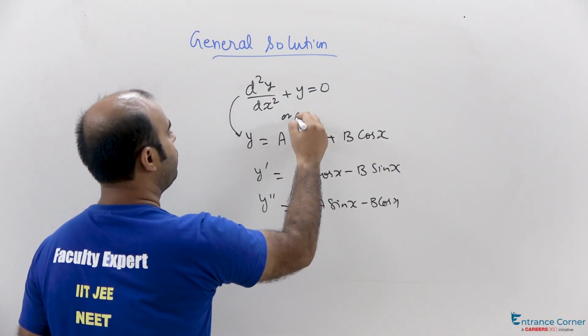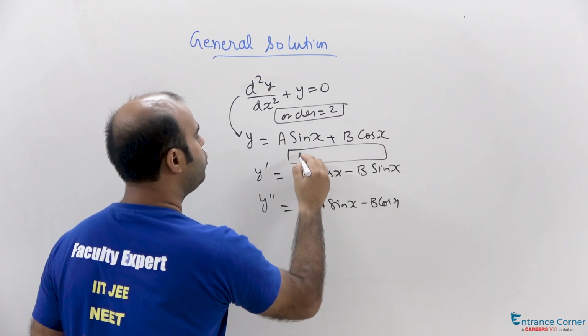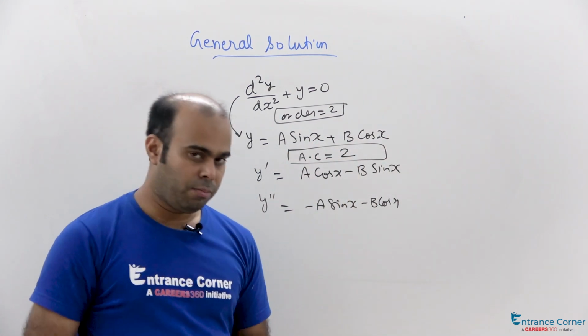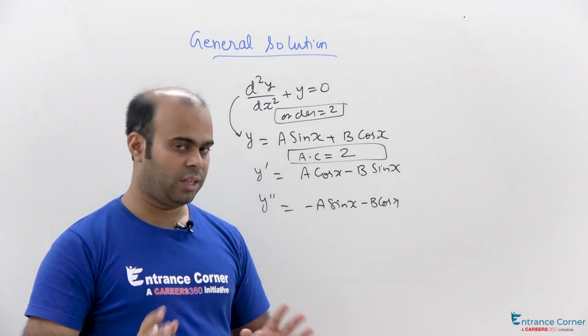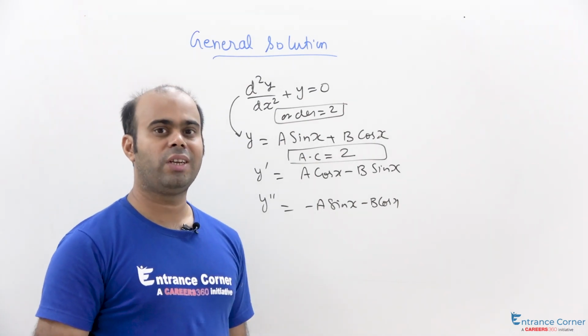What is the order of this differential equation? 2. And how many arbitrary constants do you see here? That is also a and b, that is 2. So the number of arbitrary constants and the order of the differential equation will be the same if the solution is a general solution.